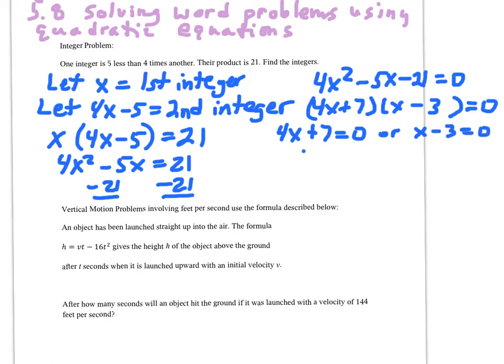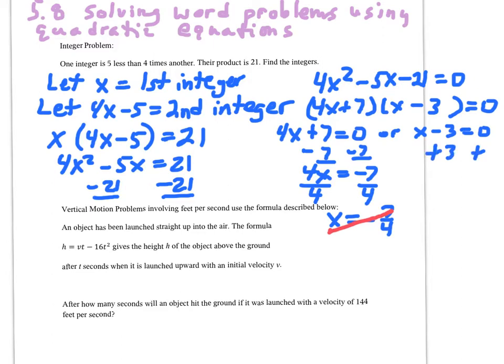Now an interesting thing happens when we solve these two. I get a non-integer solution with the factor 4x plus 7. So x equals negative 7 fourths, and I can actually exclude that solution because it's not an integer solution. So the one that matters is the one that generates an integer, and I get x equals 3, and then the other integer is 4 times 3 minus 5.